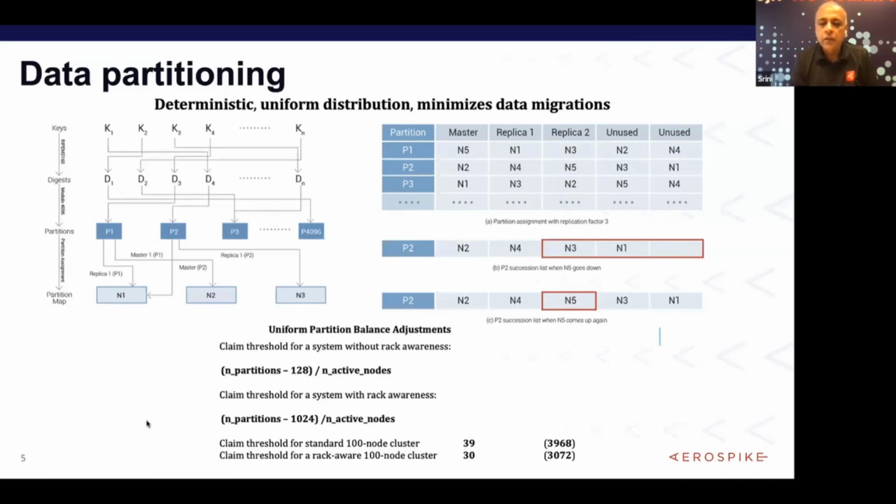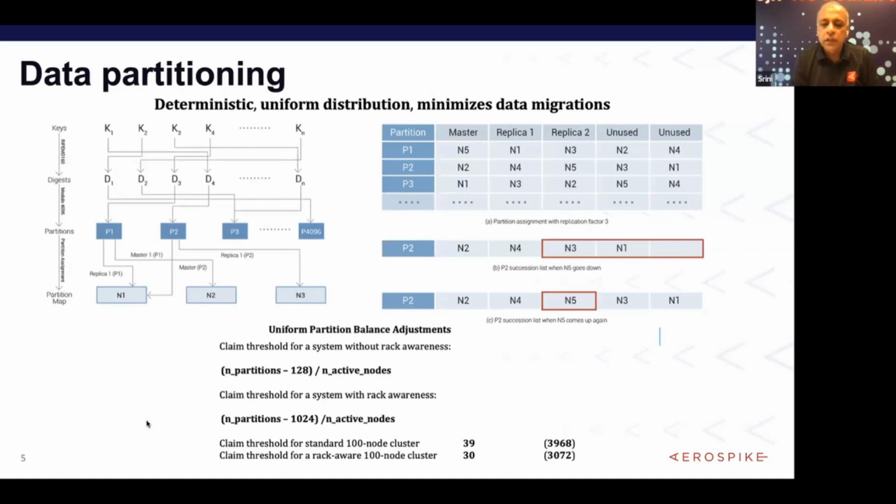Now, this kind of mechanism is computable given the list of partitions, which is always 4096, and the IDs of the nodes. The way this partition map can be assigned is to minimize the data migrations that are happening in the system when nodes arrive and depart. And that's essentially the original algorithm that Aerospike used.